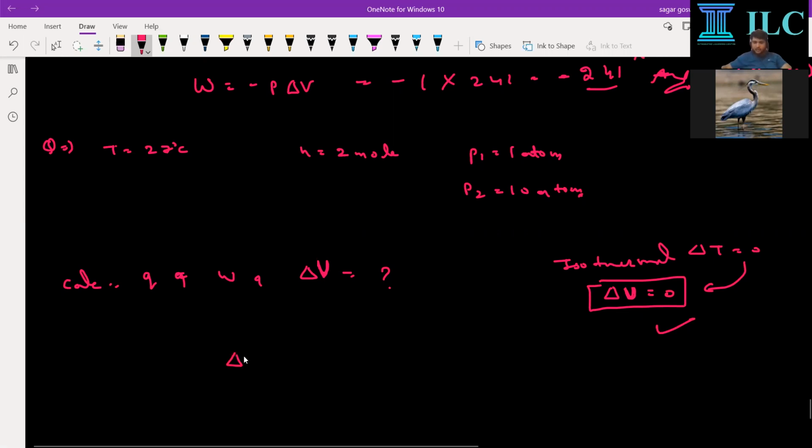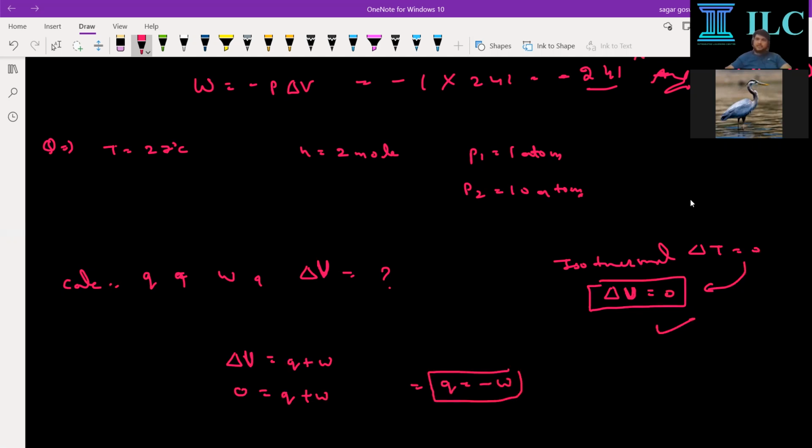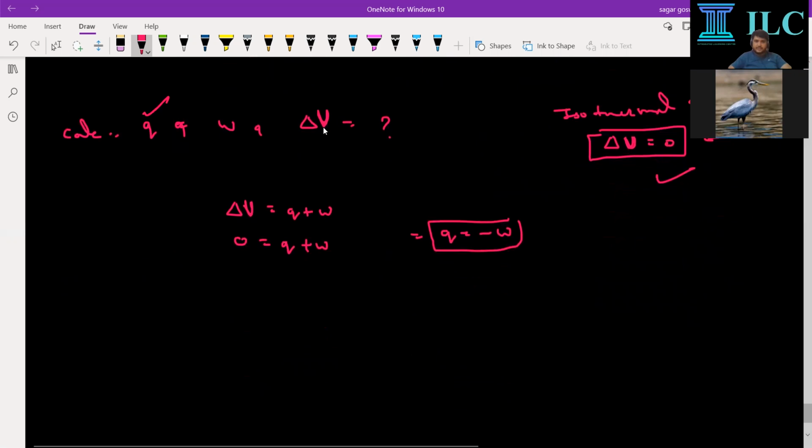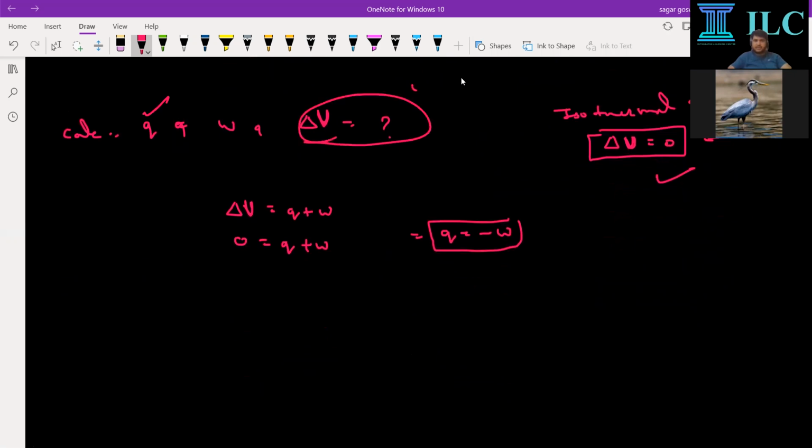According to the first law, delta U is equal to Q plus W. If delta U is zero, then Q is equal to minus W. So if we know the work done, the negative of that will give you Q, the heat. Delta U is already zero, so work done and Q will be found automatically. It is a reversible formula.